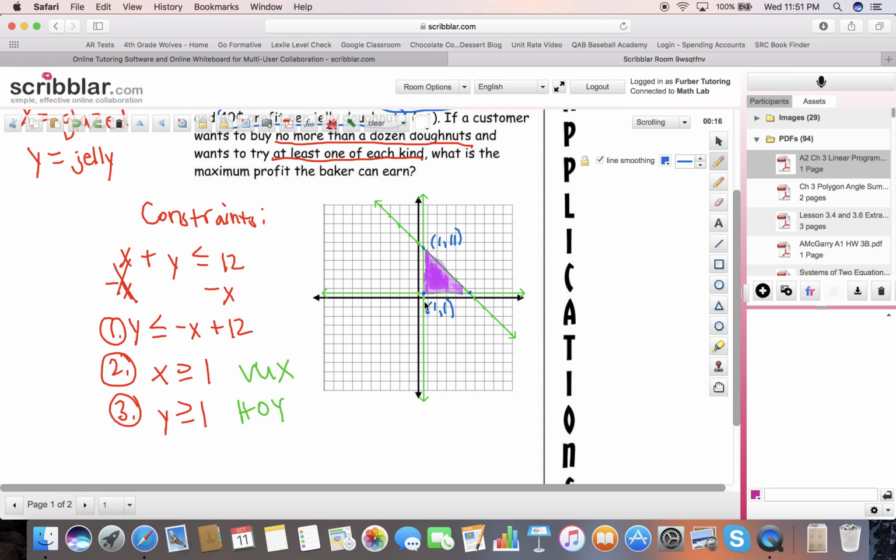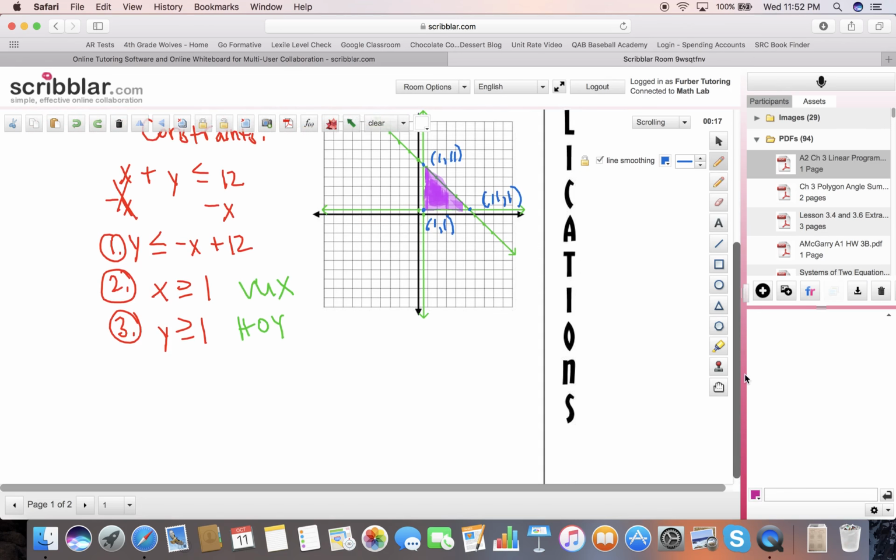And then this one, we're going to count by 2s until we get to this grid mark and then count by 1s. 2, 4, 6, 8, 10. That's also 11, but that's the point 11, 1. So there's my 3 potential vertices.